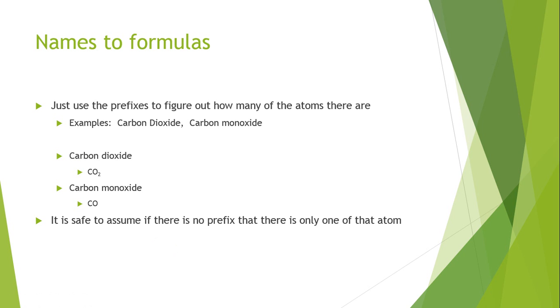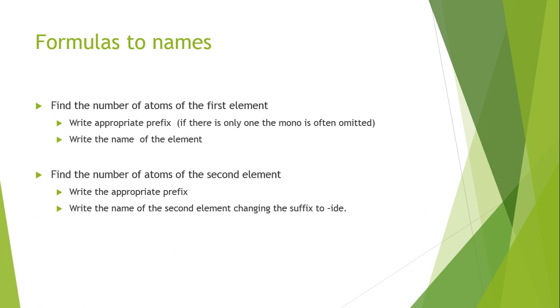So if we're going from names to formulas, pretty easy. Look up the prefixes, figure it out. From formulas to names, we are going to first find the number of atoms in the first element, then write the appropriate prefix from before. So 1 would be mono, 2 di, you get the idea. If there is only one, the mono can be omitted. And then we write the name of the element. Then do the same thing for the second element. Write the appropriate prefix, and then write the name of the second element, changing the suffix to -ide.